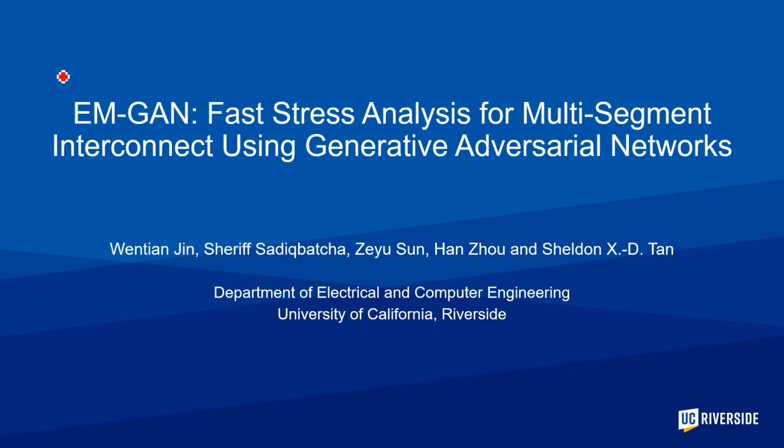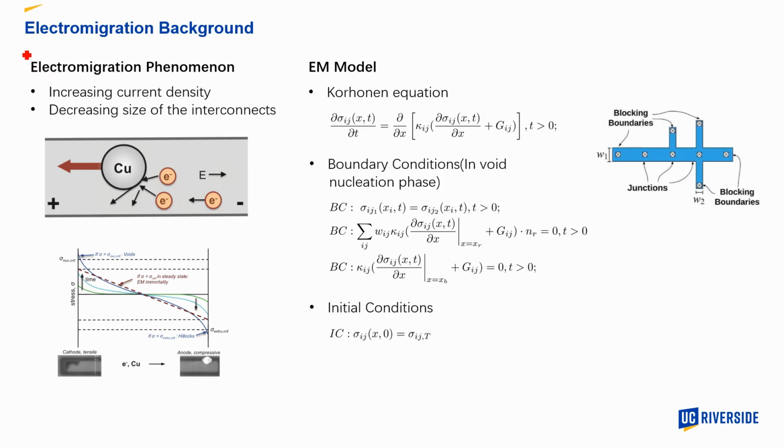I'm a PhD student at the University of California, Riverside under supervision of Professor Sheldon Tan. Today I'm going to introduce the EM-GAN model, which is a fast stress analysis method for multi-segment interconnect based on generative adversarial network. First, I'd like to quickly go over some basics about the electromigration.